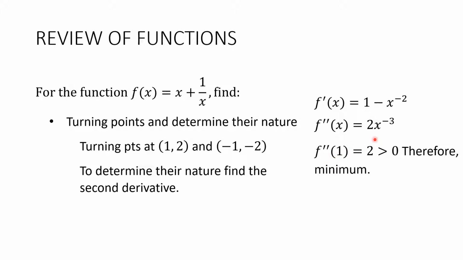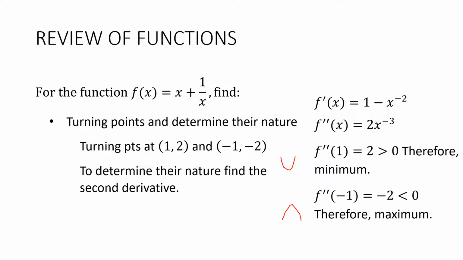If I put that in there, I'm going to get positive 2. So 2 is greater than 0. Therefore, it is concave up. So it's a minimum. Now substitute in your negative 1. Putting negative 1 in there, I've got negative 1 all cubed on the denominator. That's minus 1 times minus 1 times minus 1, which is minus. So it's going to be negative 2, which is less than 0, therefore it's concave down, therefore it's a maximum. So 1, 2 is a minimum, and negative 1, negative 2 is a maximum.